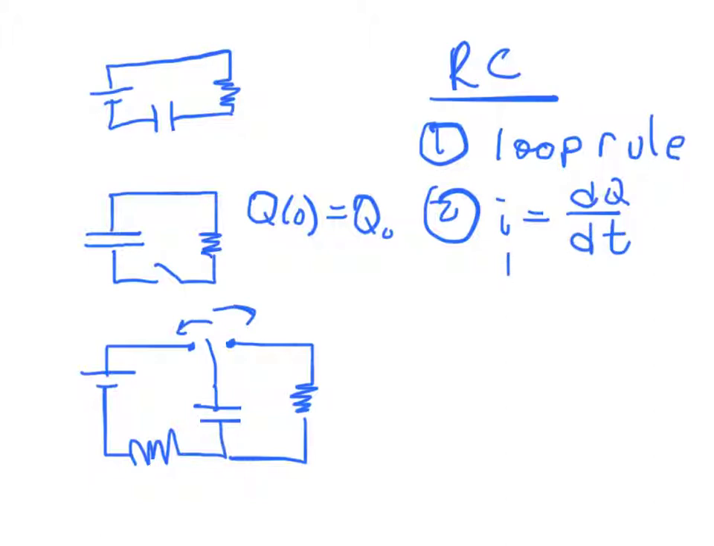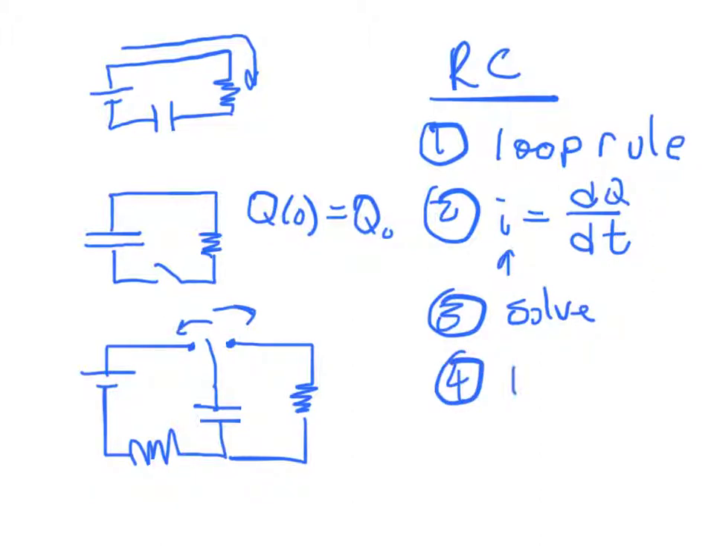By the way, in the one that we did, we talked about the current as if it was the same everywhere. That's true in a single loop circuit. If you've got a more complicated circuit, that's going to be the current in the branch that has the capacitor. And the third thing was solve the differential equation, and the fourth thing is use the initial conditions.